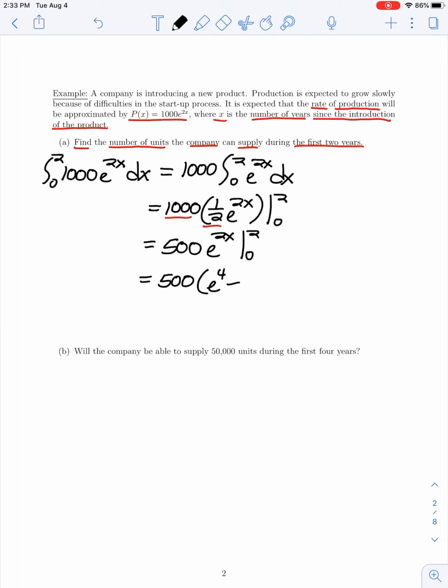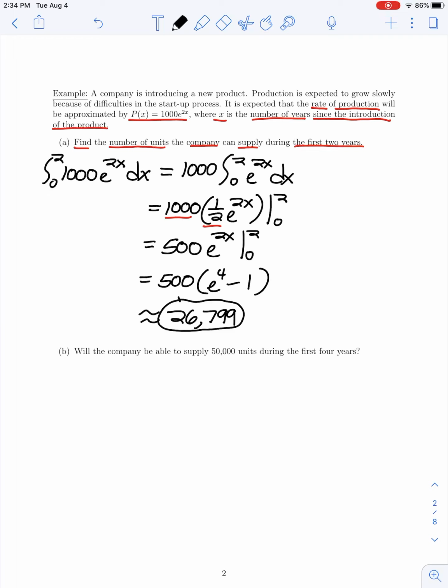And then I subtract the value I get by substituting x equals 0 into the antiderivative, which would be e to the 0, which is 1. So using a calculator to approximate this value, 500 times (e to the 4th minus 1) is approximately 26,799 units. So just shy of 27,000 units can be produced during the first 2 years.